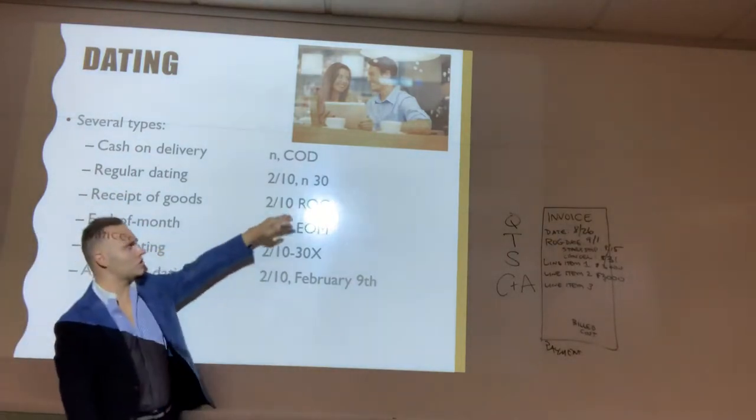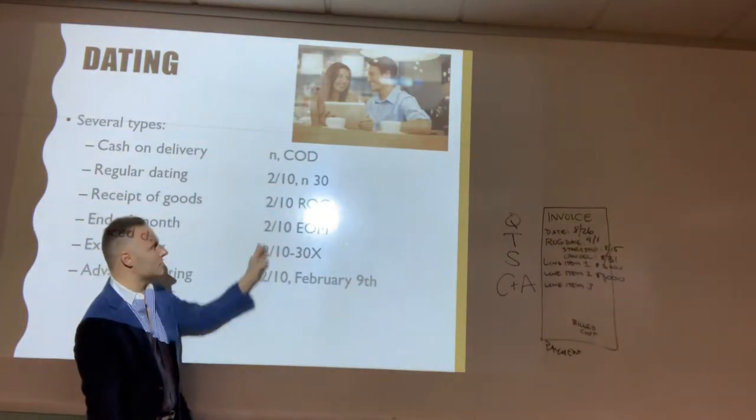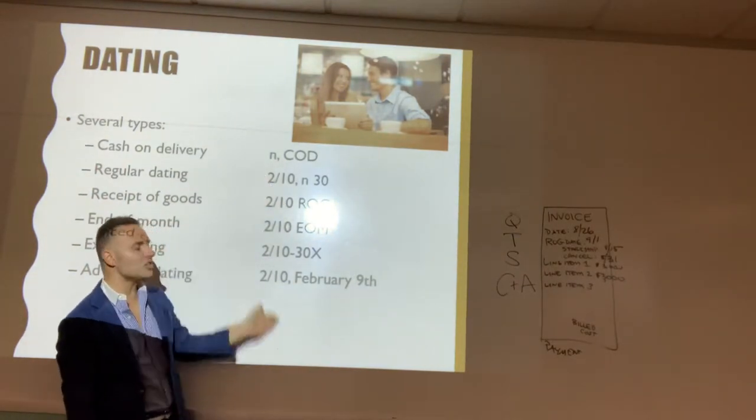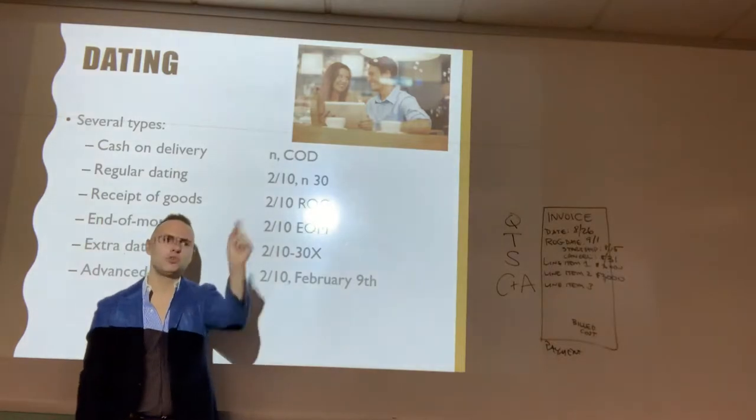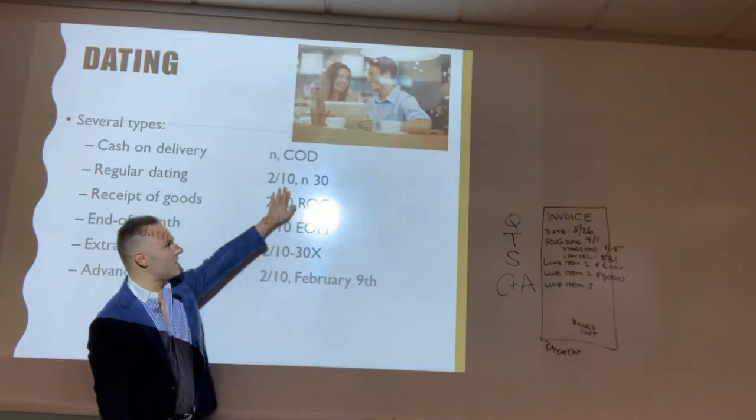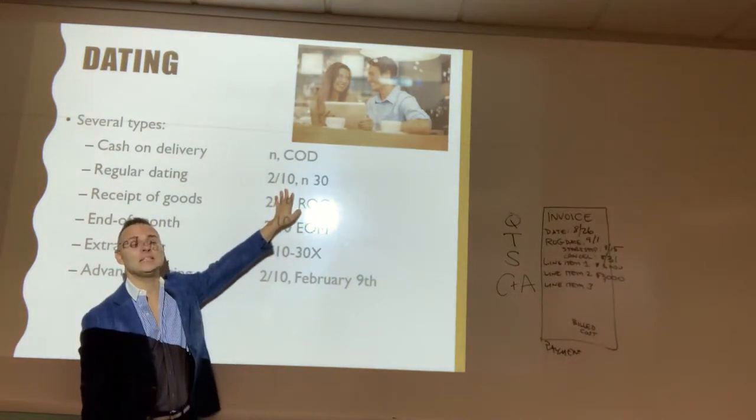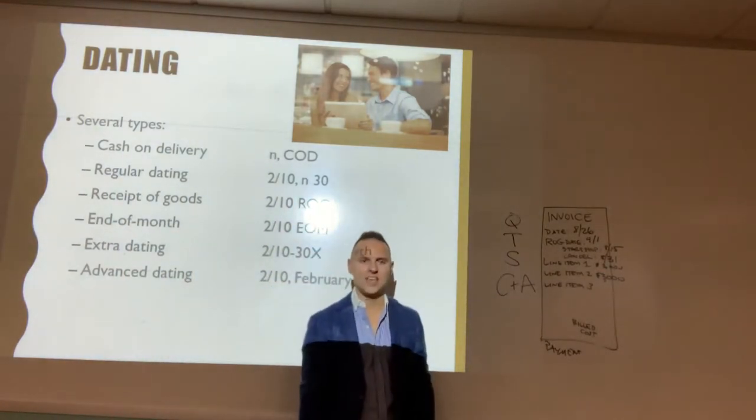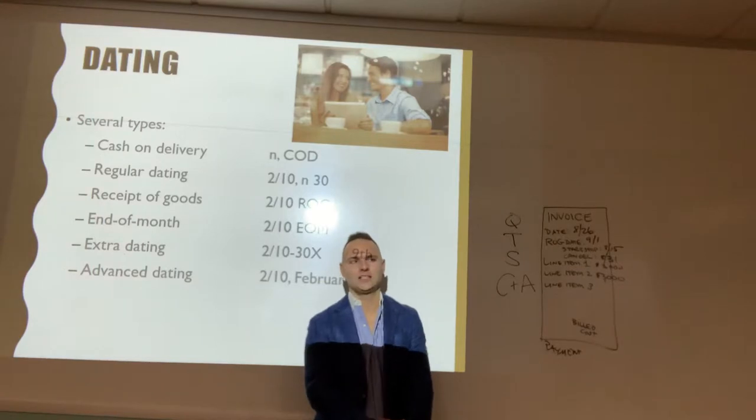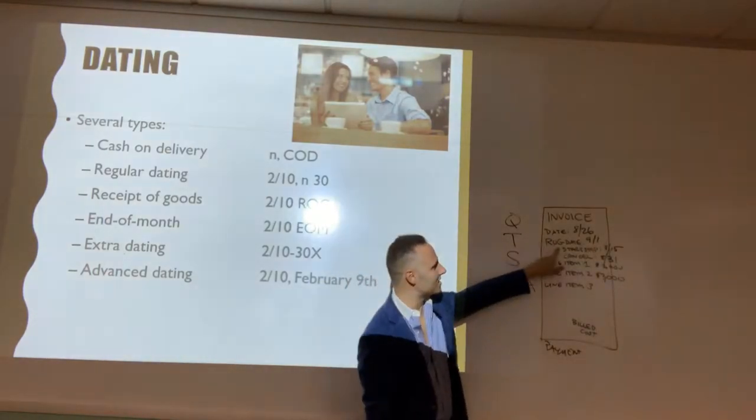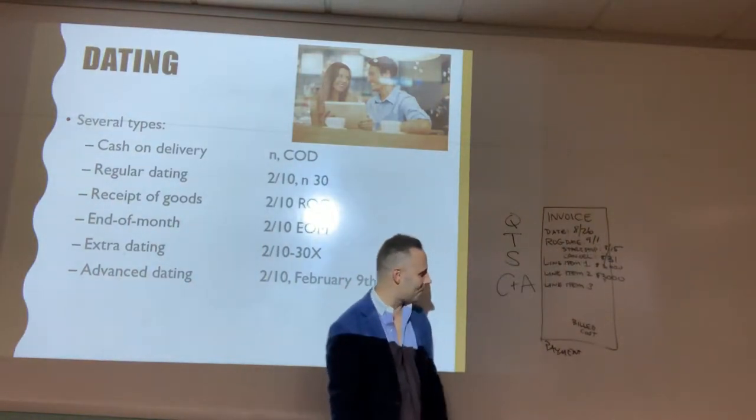Regular dating, read this to me. So we already know the first number, whatever the first number is the discount. 2% off, treat the slash as if. So 2% off if we do something, right. 2% off if? Paid in 10 days. 10 days from what? We've got all these annoying dates up here. 10 days from what? Receipt. So you've got an invoice date, a receipt date, a ship date, a cancel date, a payment date.